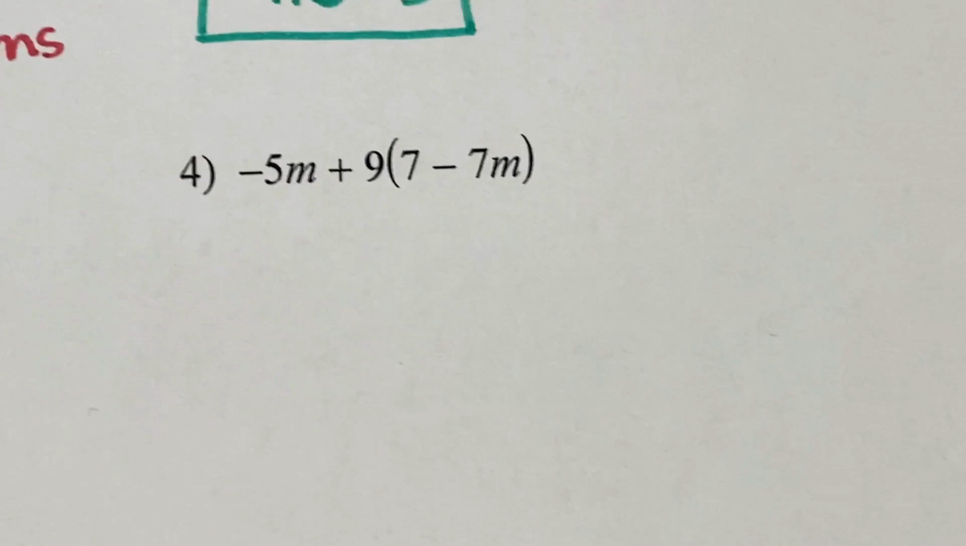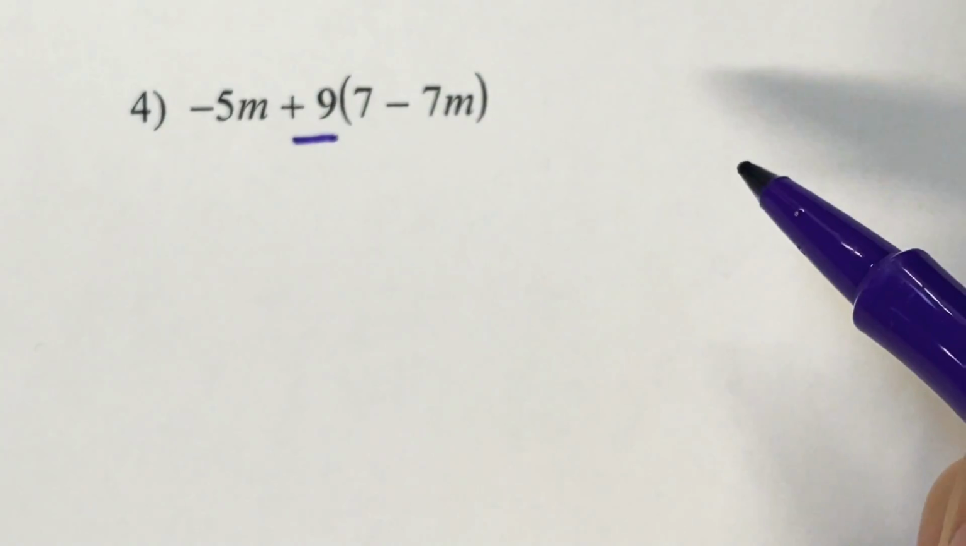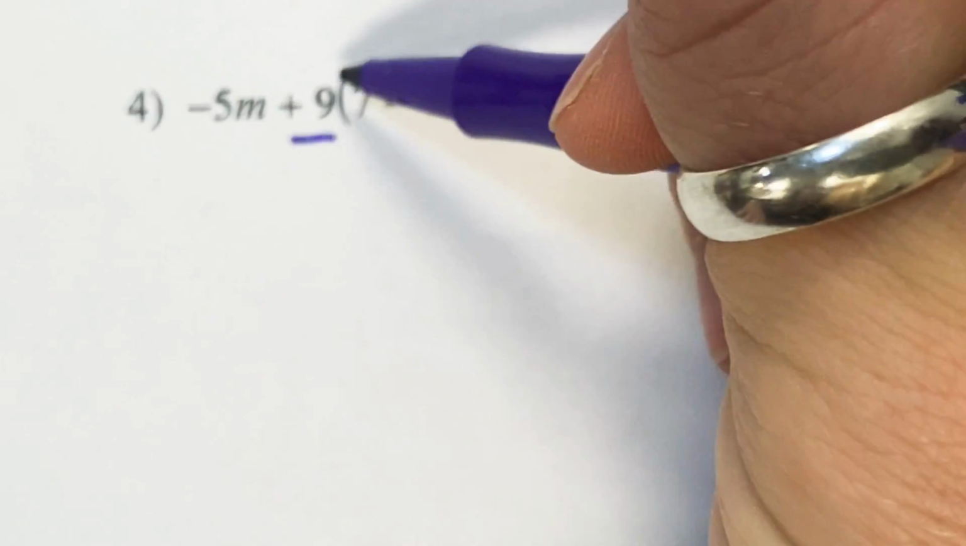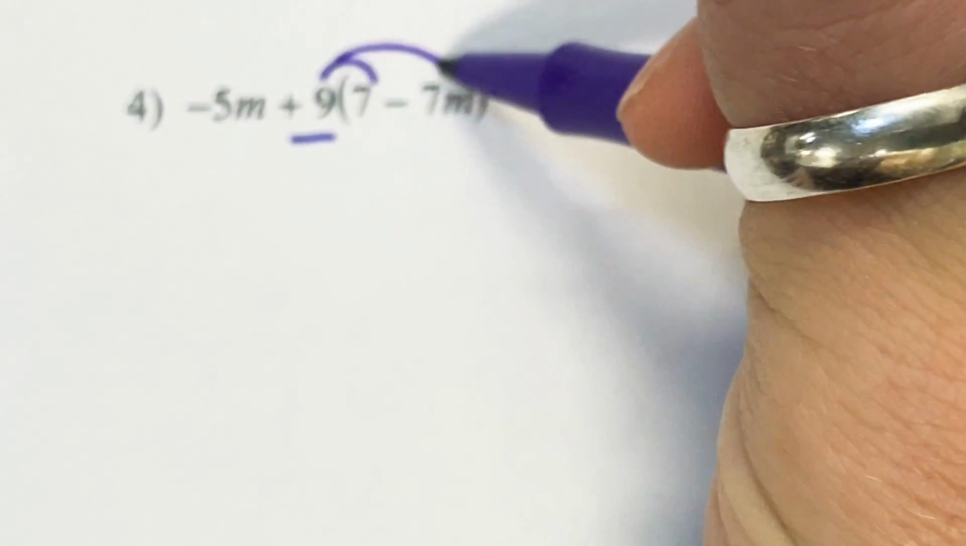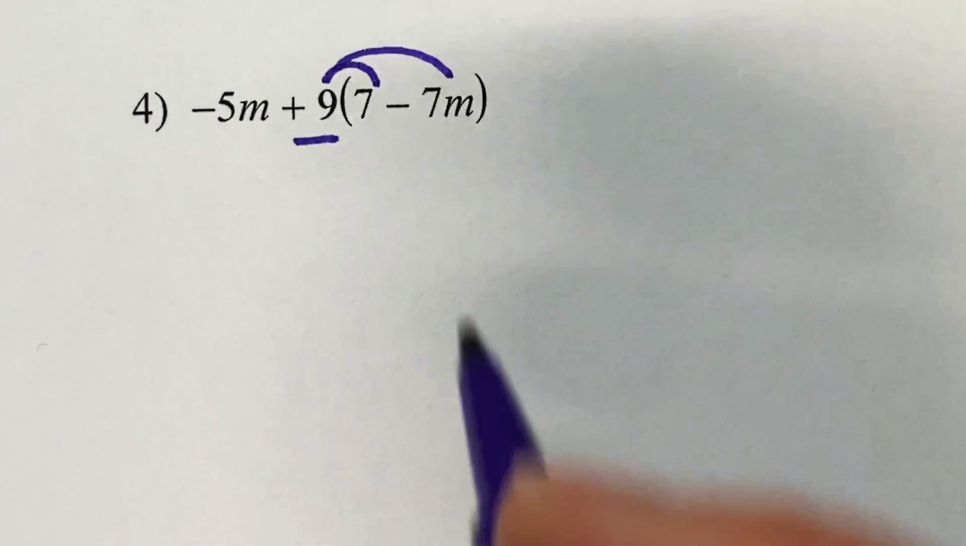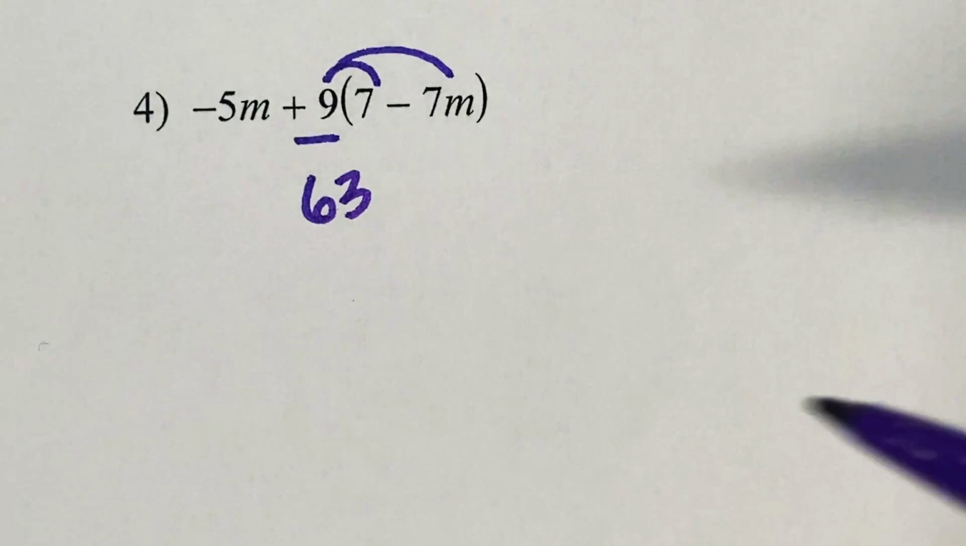Okay, this is going to be our last example like these guys, then we're going to learn something new today. So what is my number that we are going to distribute? What's the number that's right in front of the parentheses? +9. So we're going to go ahead and ignore this -5n for now because we need to distribute first. So we have 9 times 7. What is 9 times 7? It's going to give me 63.